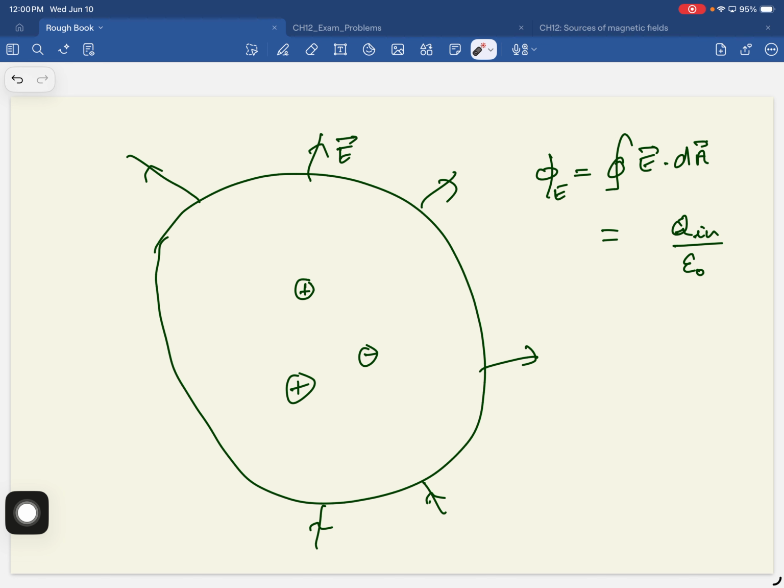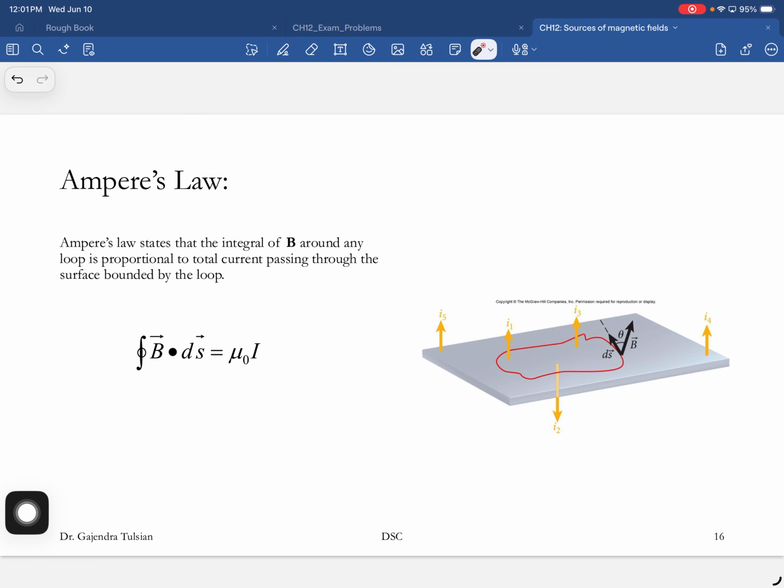Now currents are not point things, they're line things, line charges. So it'll turn out that we'll relate the line integral of the magnetic field around a closed loop to the currents flowing inside the loop. And that's Ampere's law. Ampere's law says the line integral of the magnetic field around a closed loop is equal to mu naught times the total current threading that loop.